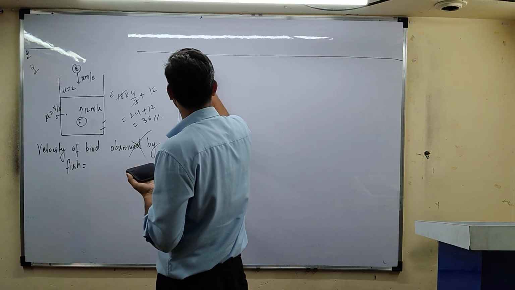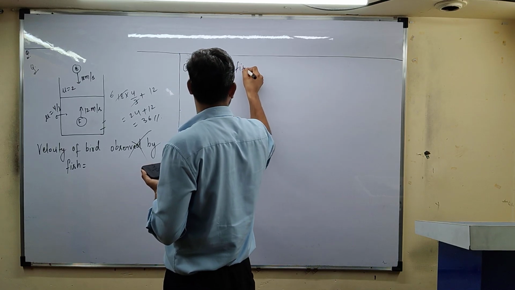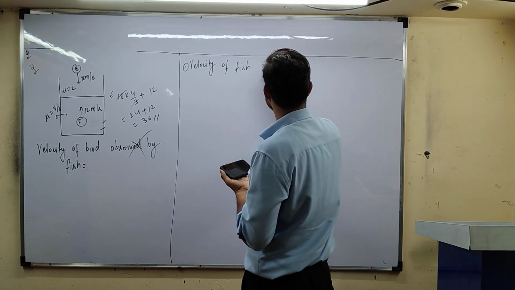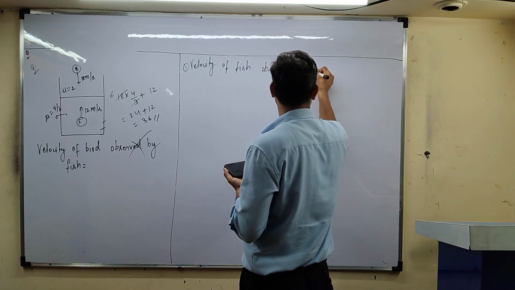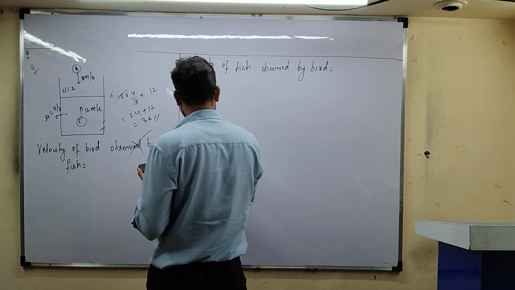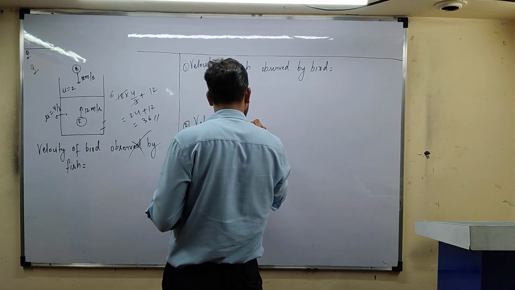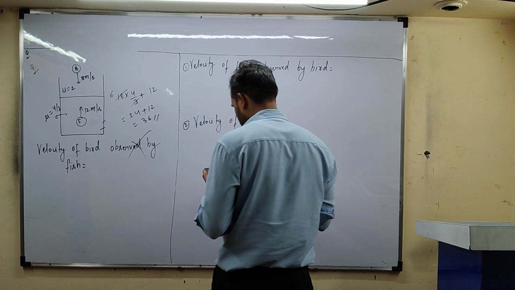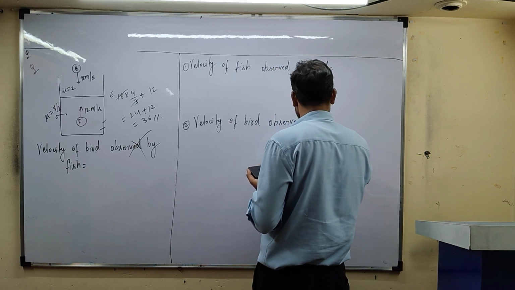Okay, velocity of fish observed by bird. Second, velocity of bird observed by fish.